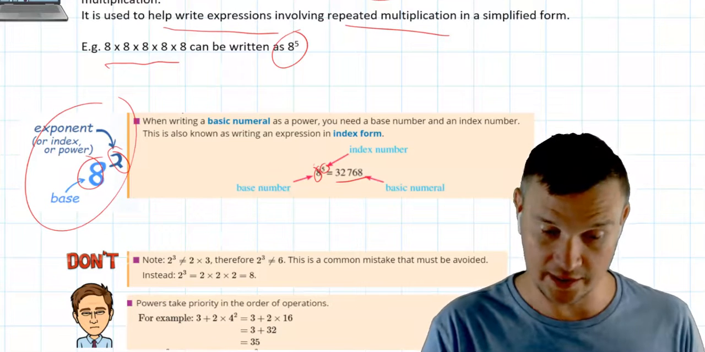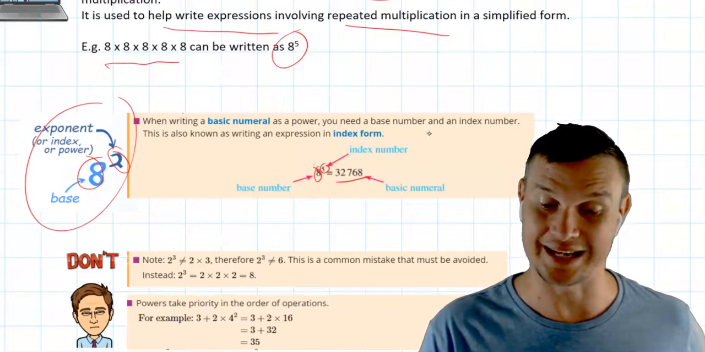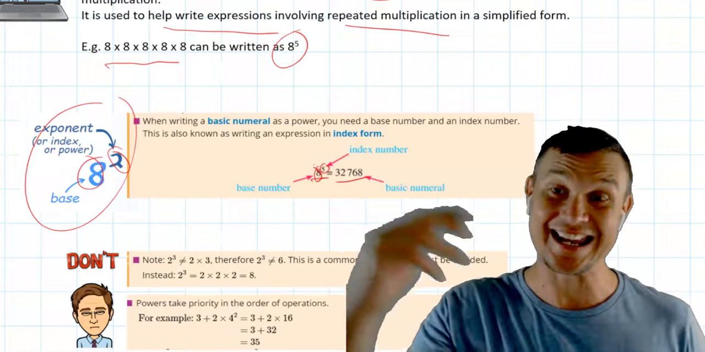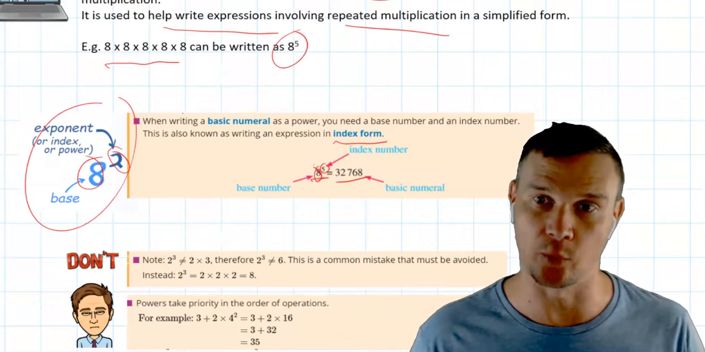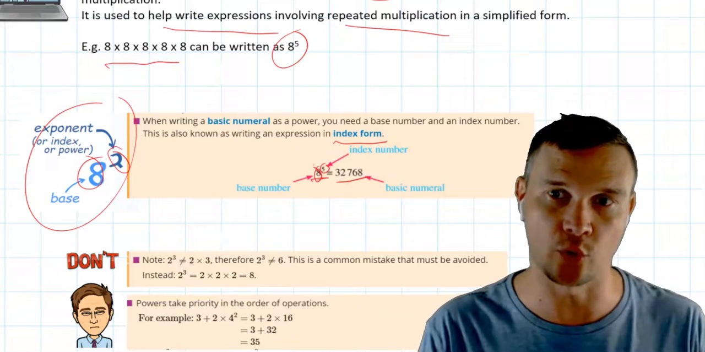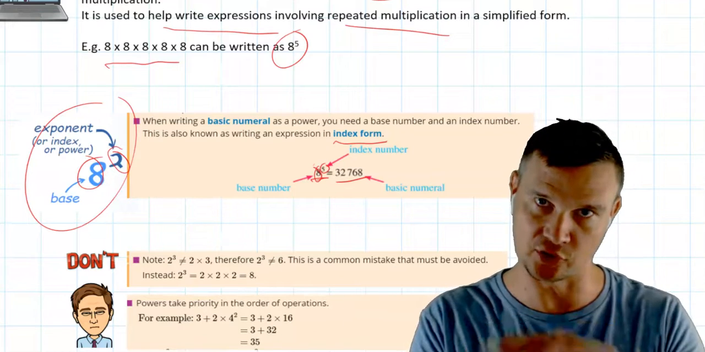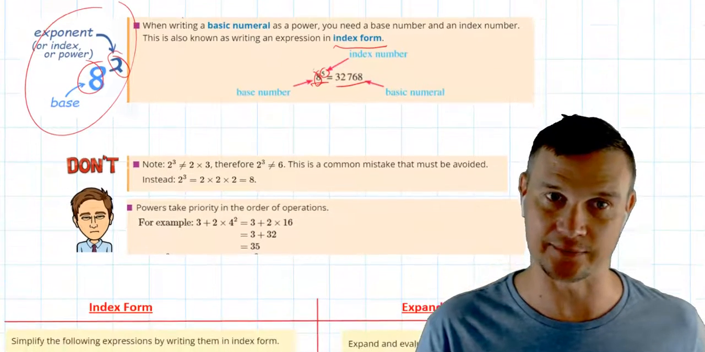If you can understand the different parts of that, it'll help you as we move through. When you're writing a basic numeral as a power, you need to use the base number, which we've shown, and an index number, which goes up to the top of that. And we call this index form. It's important that you understand that. It's a simplified version, and we call that index form.